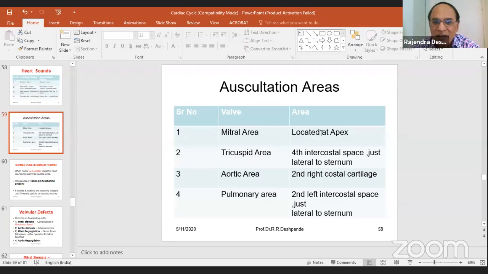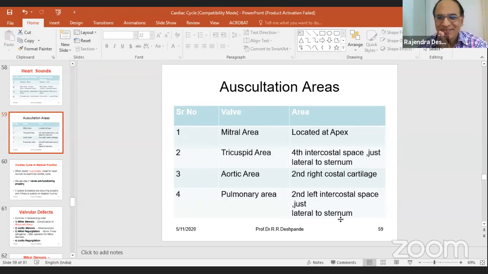Mitral area located at the apex. Tricuspid area, fourth intercostal space, just lateral to the sternum. Sternum is a mid portion, okay? Just lateral. Aortic area, second right costal cartilage. Pulmonary area, second left intercostal space, just lateral to the sternum.